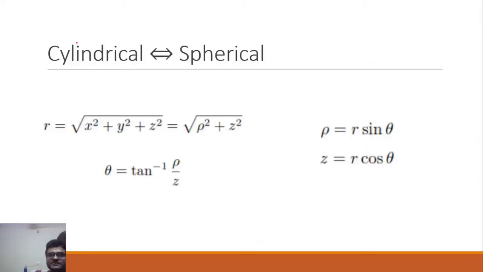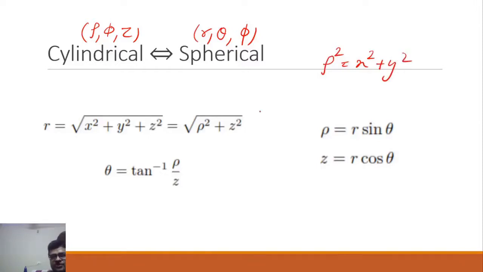Now let us see the last conversion. If in case you want to convert rho phi z into r theta phi, we have done it. Unknowingly we have done it already. See, you know that rho square can be written as x square plus y square. So while converting from the spherical coordinate system into the rectangular coordinate system, we have done this step. Do you remember this step?